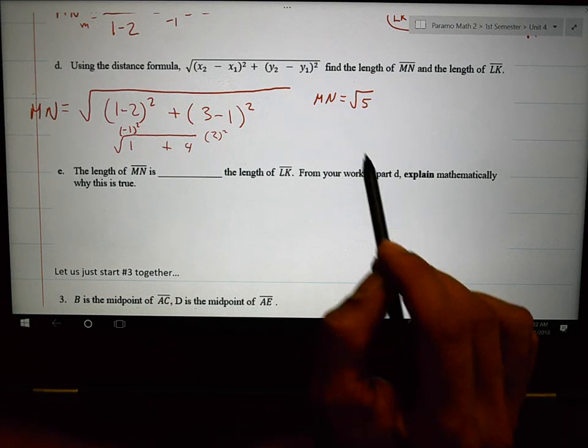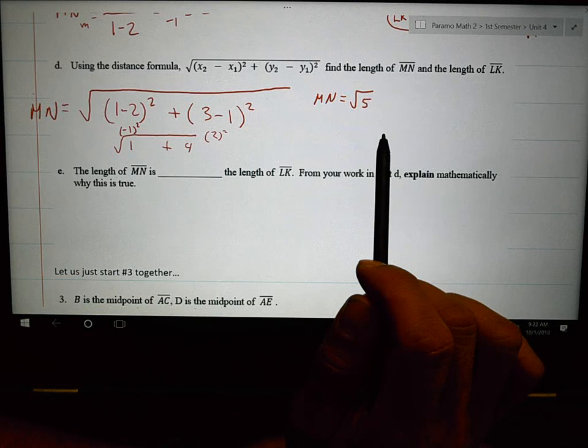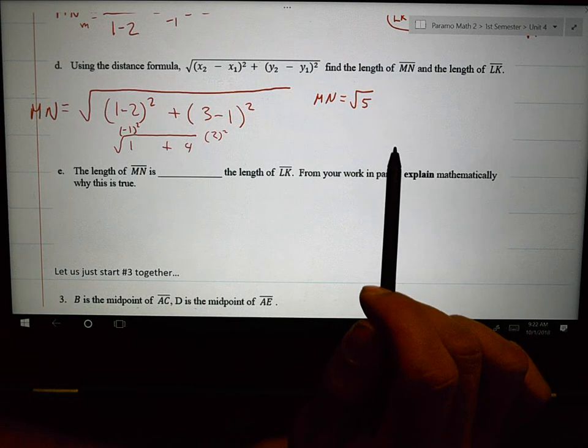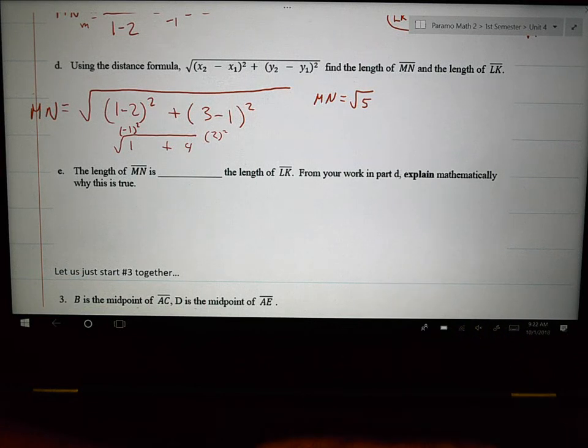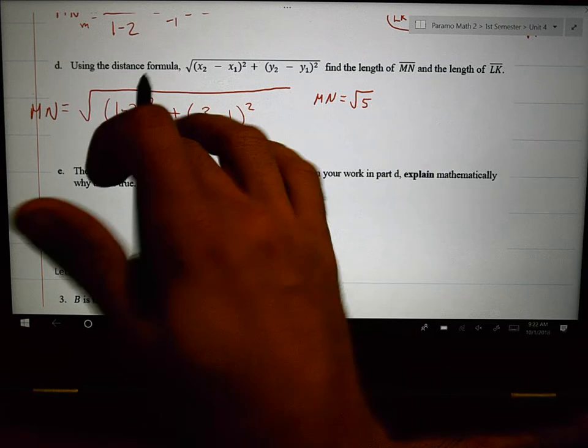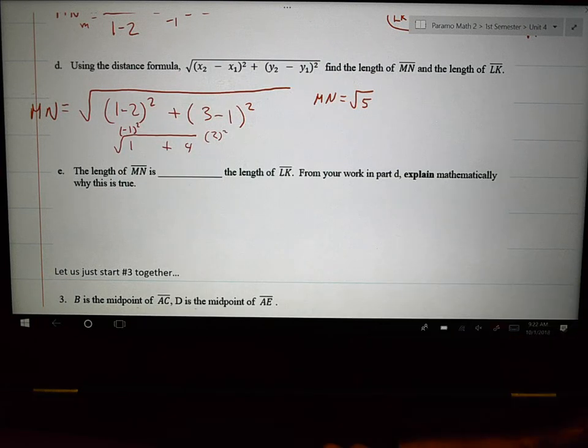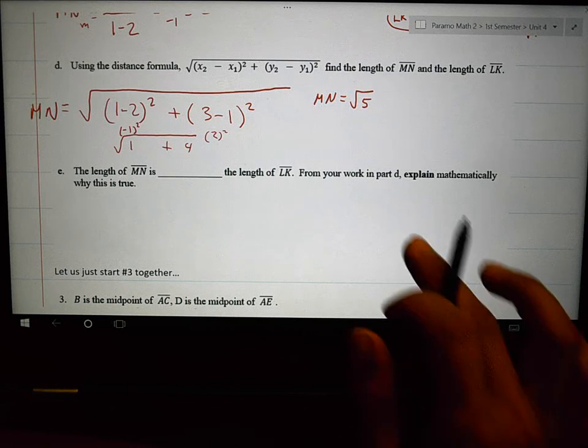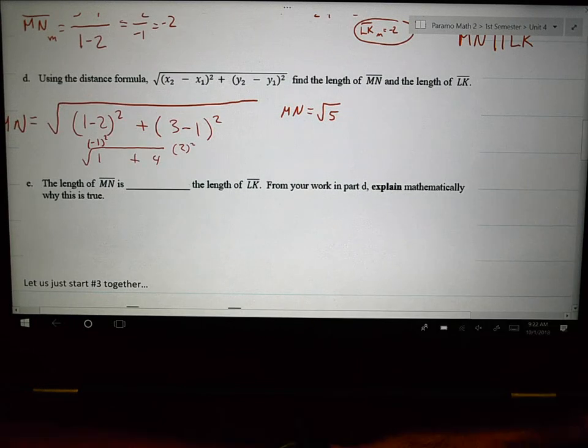This is one of the reasons why we learned the square roots on previous worksheets. If you think back to Unit 1, we learned the square roots because now we can leave our answer in radical form. This is in reduced radical form. We have now answered the first question, the length of MN.